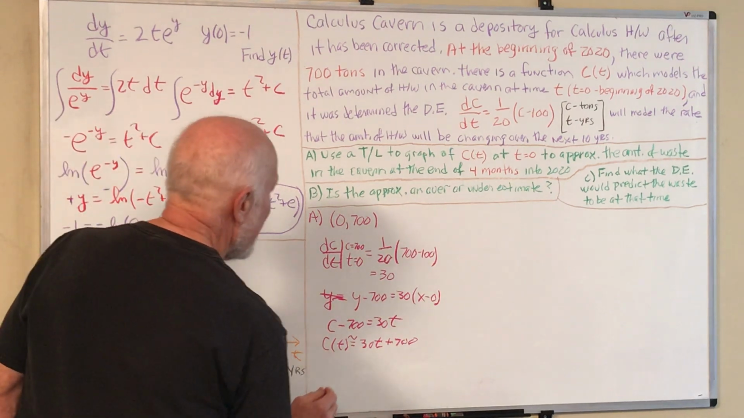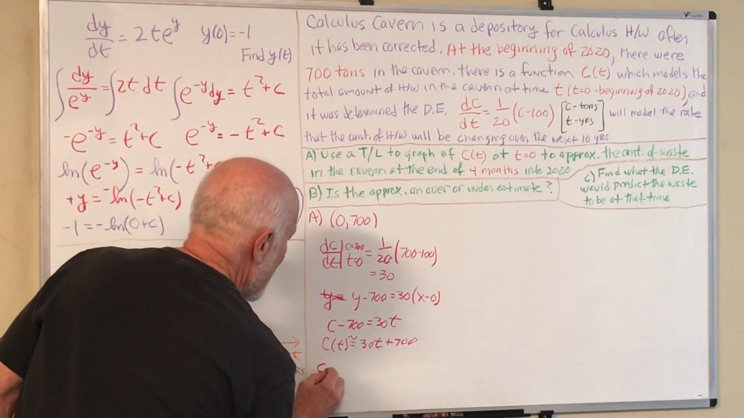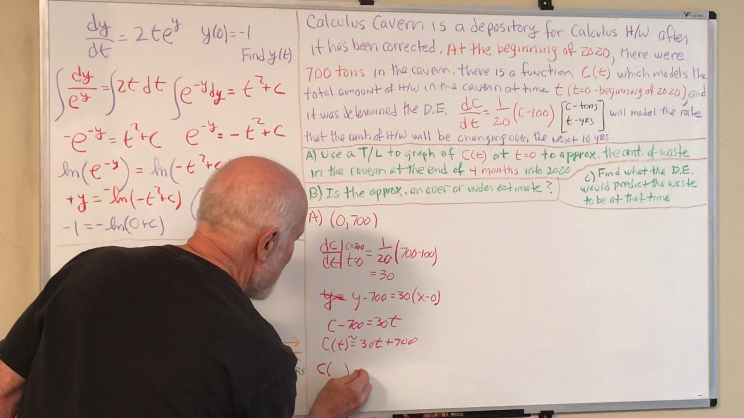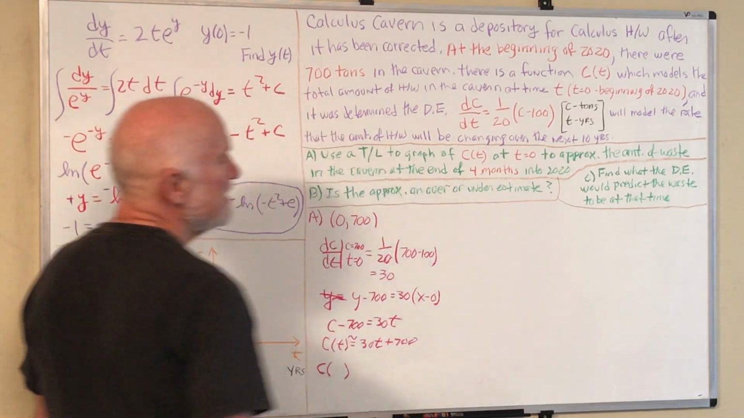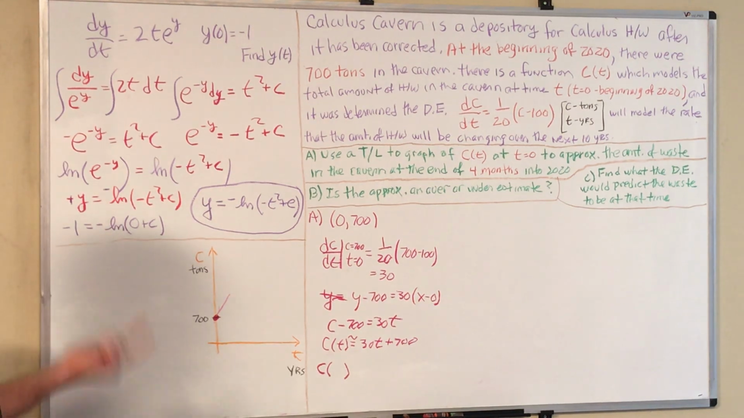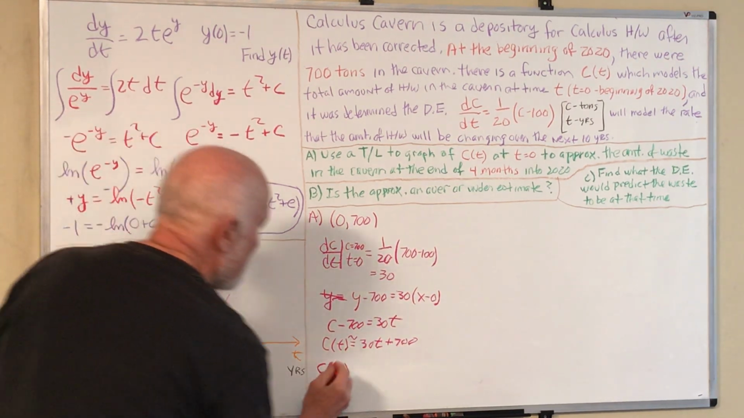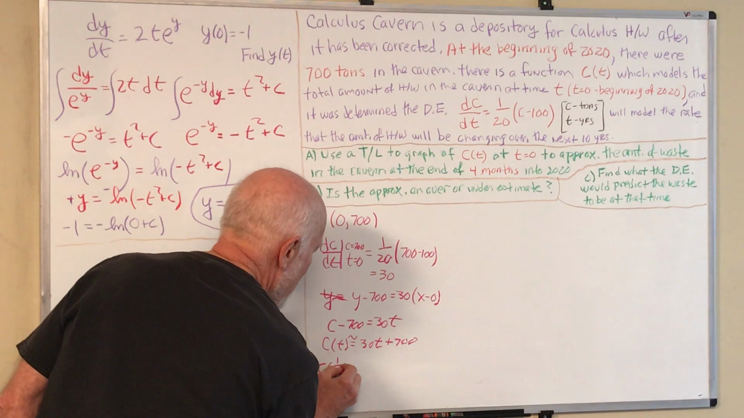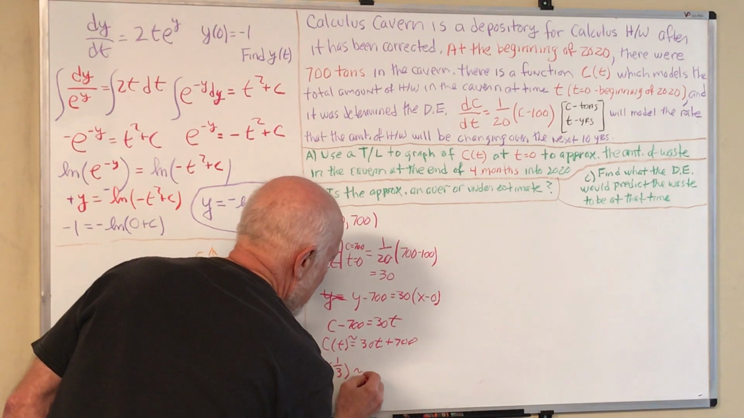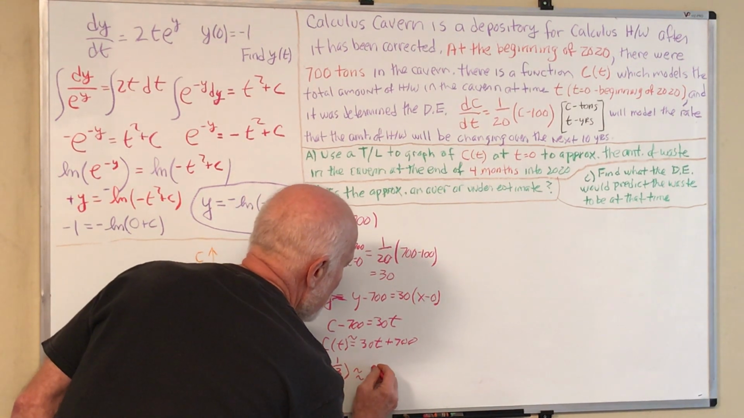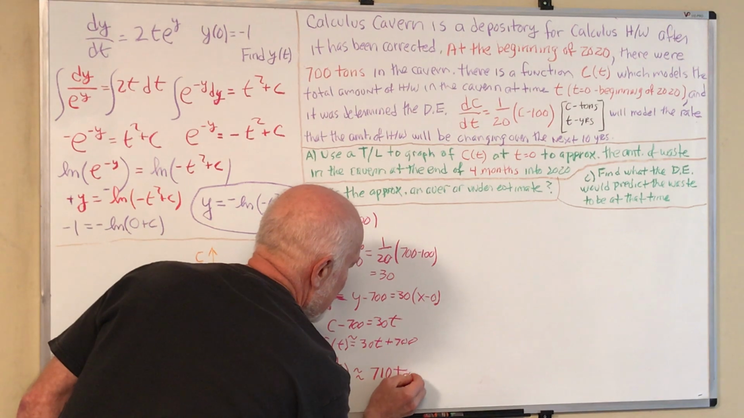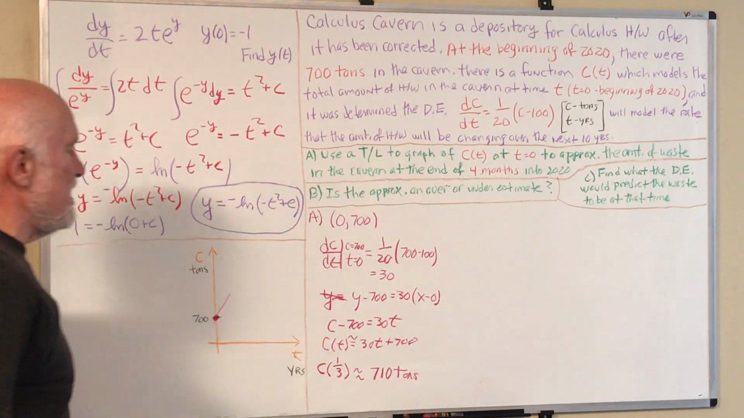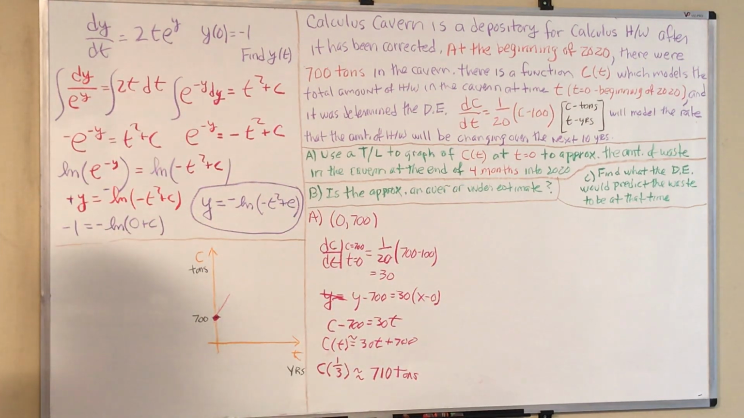So now we can use that tangent line to approximate 4 months into 2020. Well, 4 months is a third of a year, and t is measured in years. So we want to plug in 1/3. So we get 30 times a third, or 10 plus 700, or 710 tons. That's what the tangent line would approximate.